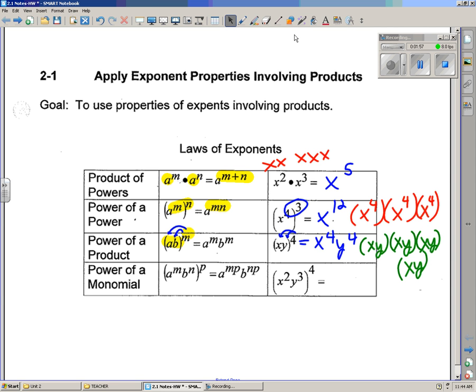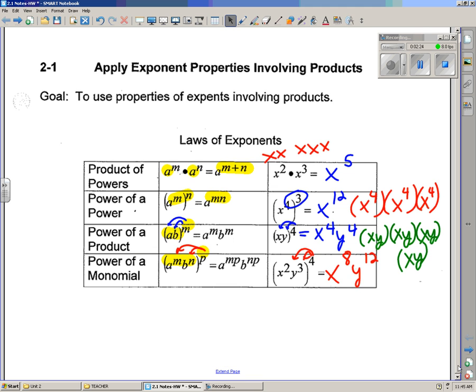The next law is going to be power of a monomial. So now what's happening is you've got a couple of powers to powers here. So different bases with their own exponents in another power. It's the distributive property again. It's going to be a to the m times p and b to the n times p. So if you distribute in power to power, you get x to the 2 times 4, x to the 8th, and y to the 3 times 4, or y to the 12th.